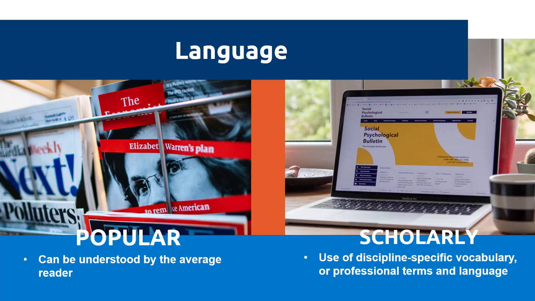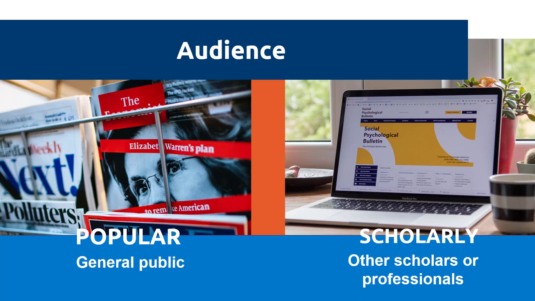What kind of language does the source use? Popular sources can be understood by the average reader, while scholarly sources use discipline-specific vocabulary or professional terms and language. Who is the intended audience? Popular sources are written for the general public, while scholarly sources are written primarily for scholars.